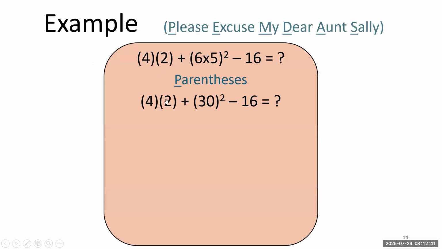So next, we're going to go ahead and do the 4 times 2. Or sorry, we're going to do the exponents. So we're on parentheses, we're going to move to exponents. We're going to do 30 squared. And 30 squared, another way of saying that is just 30 times 30. If this little 2 up in the upper right corner of the 30 said 3, then we would go 30 times 30 times 30. That's all that means. It's just shorthand. So if we go 30 times 30, we get 900.